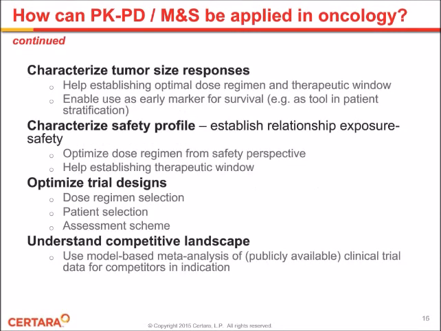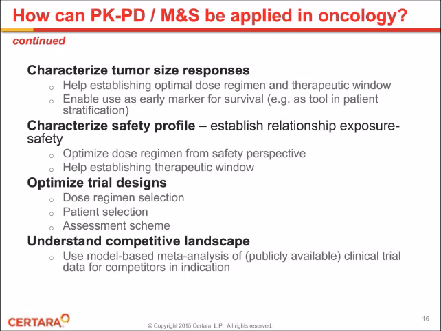Furthermore, and this is probably the key one in oncology, is the characterization of tumor size responses of the treatment. Tumor size in itself is somewhat of a surrogate marker. It's often not the primary endpoint that's looked at because that's survival. But looking at tumor size responses can really help establish the optimal dose regimen and a therapeutic window of your treatment, and also can be used as an early marker for survival. For example, as a tool in the stratification of patients, looking at the early tumor size response, understanding whether a patient is likely to respond or not.